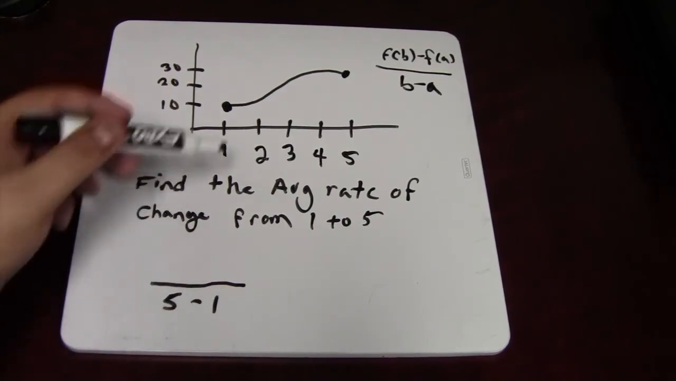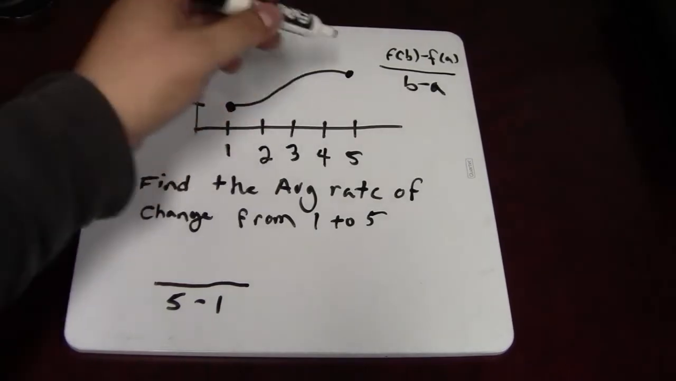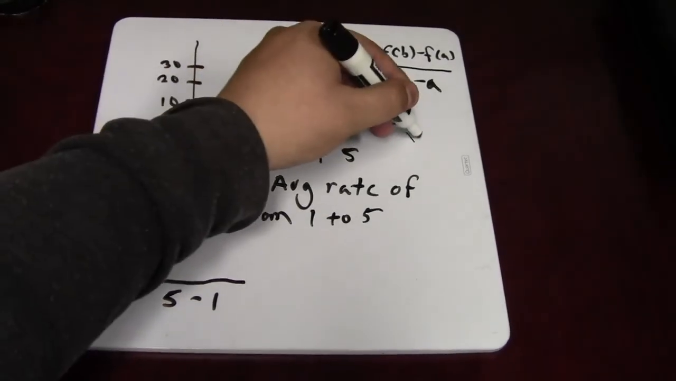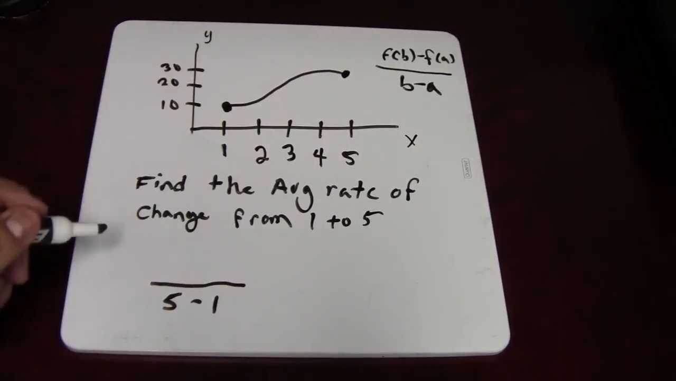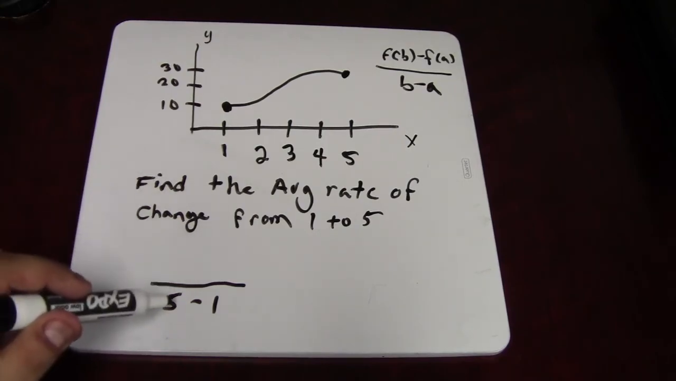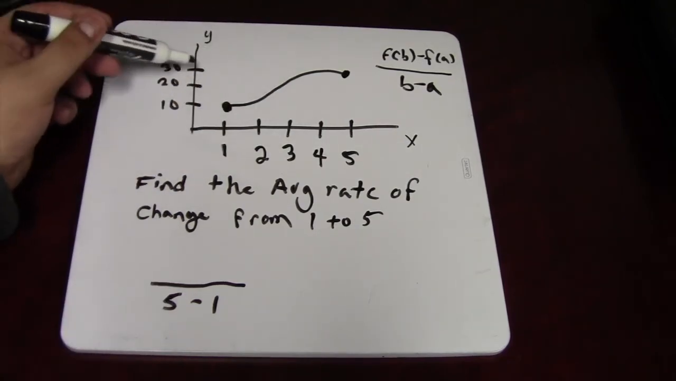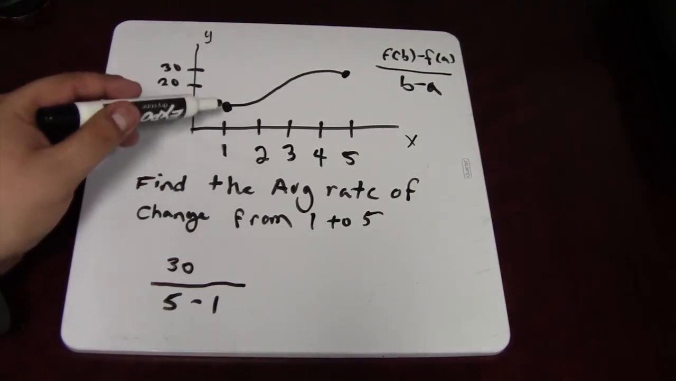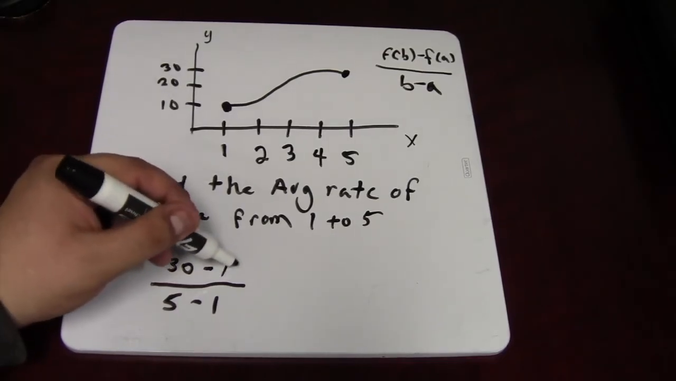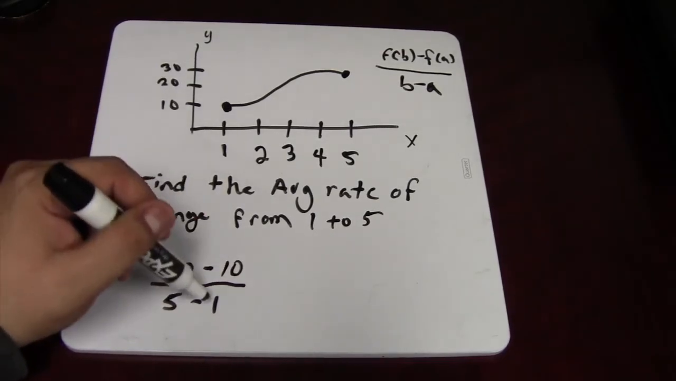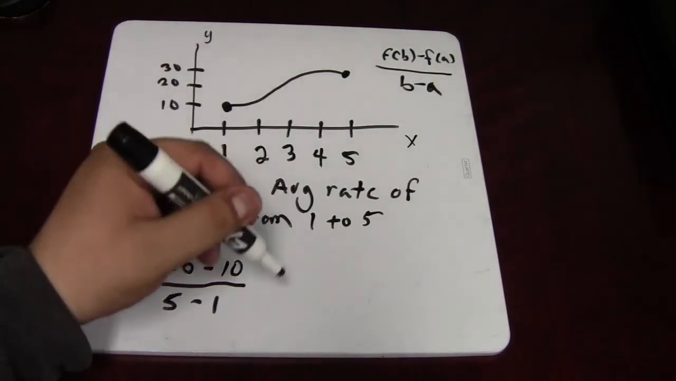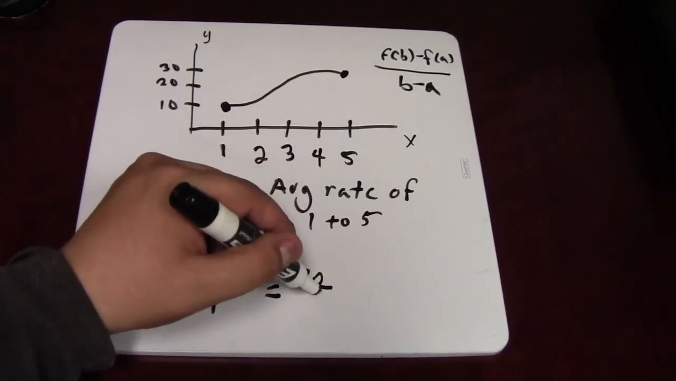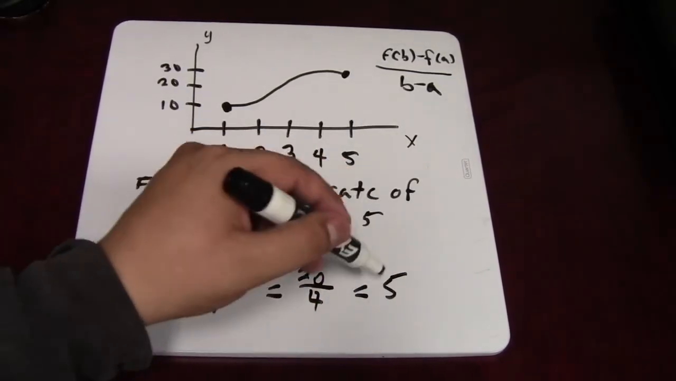Now, what is our f of b? Well, we got to look at the y value at that particular x value. In this case, we're using x's and y's. Okay, I didn't label my axes, but let's assume that. So if my x is 5, then my y value here is 30. So 30 goes here. And then if x is 1, then my y value is 10. So it's 30 minus 10 over 5 minus 1. And if we do the math here, we get 20 over 4. And that's equal to 5.